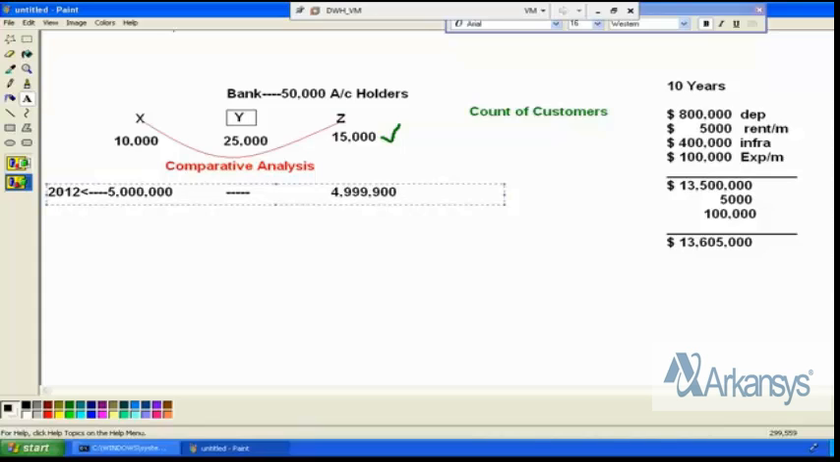4,999,900 dollars. Okay, approximately it is 5 millions at X location as well as at the G location also. Approximately it is 5 millions. Now based on this, where do you suggest to start the branch?